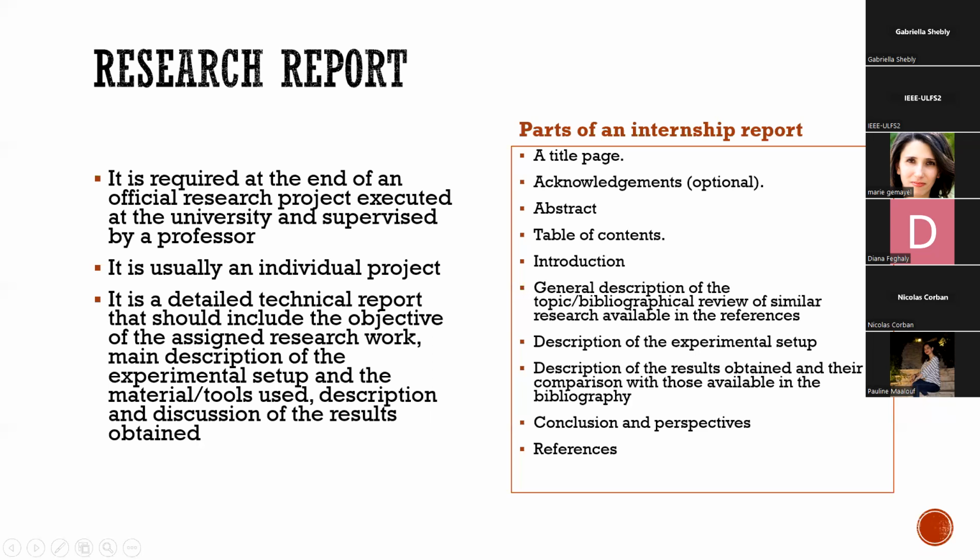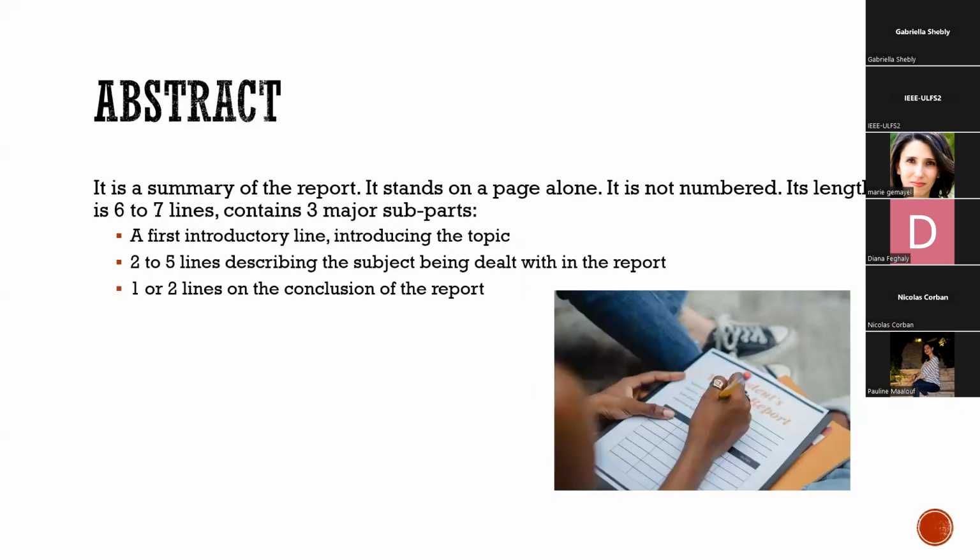The different parts. What is the abstract? The abstract is the summary of the report. So it has to contain an idea about all the report. It stands on a page alone. It's not numbered because it's not a part of the report. Its length is 6 to 7 lines, 3 major subparts. You begin with an introductory line, a very general line about the topic, something to capture our attention. Then 2 to 5 lines describing the subject itself.